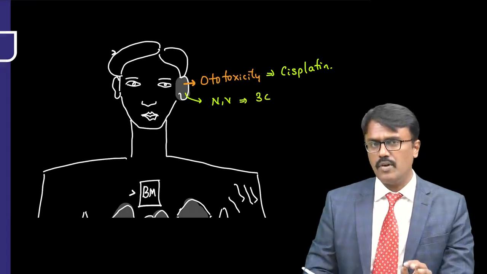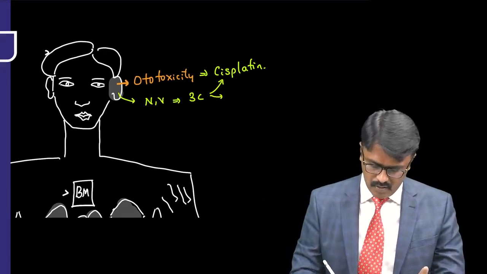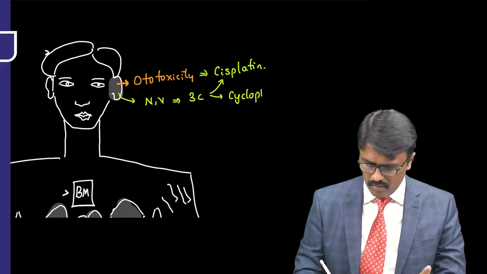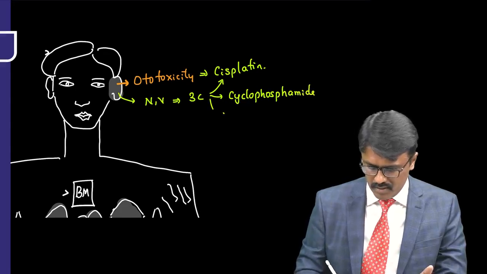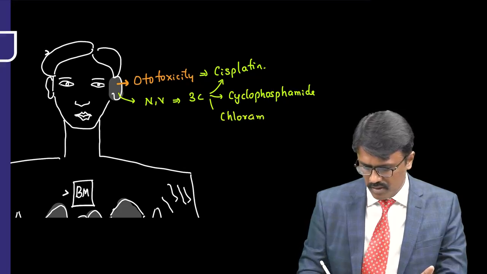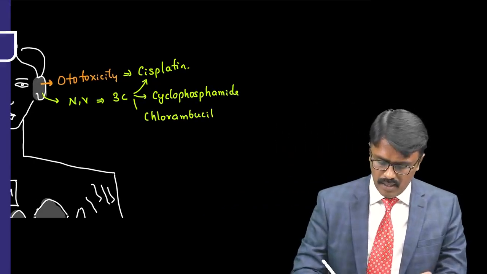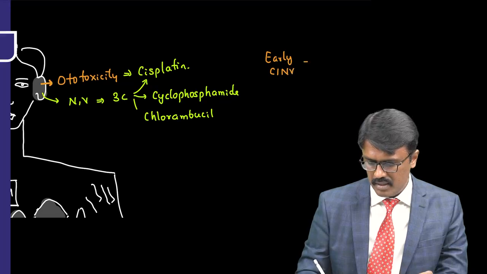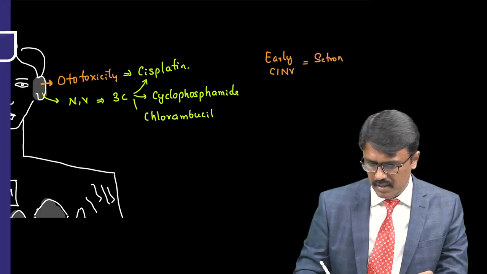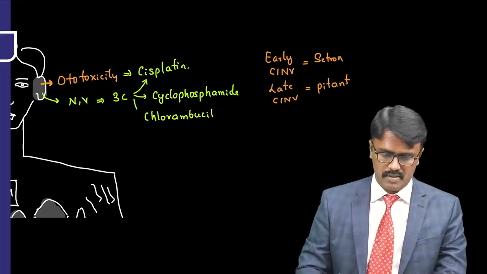There are three C's which can cause high nausea and vomiting. What are the three C's? One is cisplatin, one is cyclophosphamide, and one more C is chlorambucil. So these are highly emetogenic anti-cancer drugs. Now they can ask you what is the drug of choice for early CINV. Yes, it is the setrons, the 5-HT3 blockers. Late CINV, it is the pitants. So they are neurokinin 1 receptor blockers.